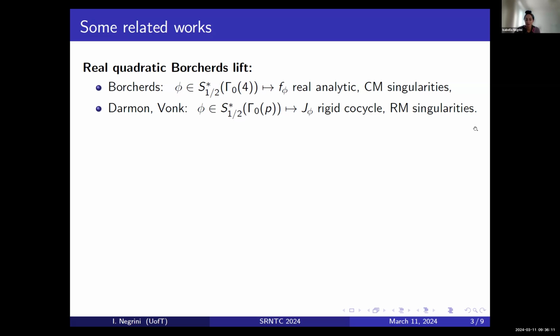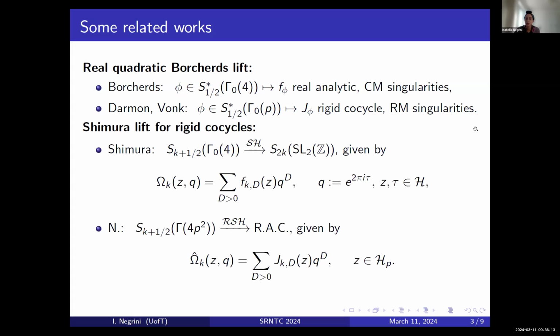Okay, so now I want to mention another work, which is an analog of the Shimura lift. At first I'm going to present the classical Shimura lift and then the work in the setting of rigid cocycles. So the Shimura lift goes from half integral weight modular forms, so k here is an integer, to integral weight modular forms.